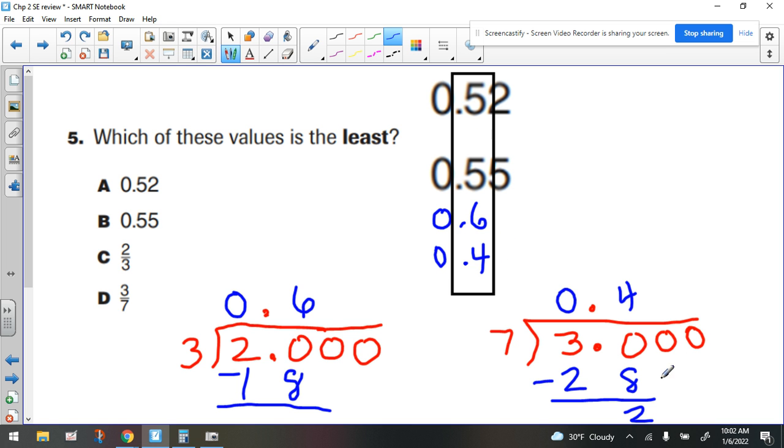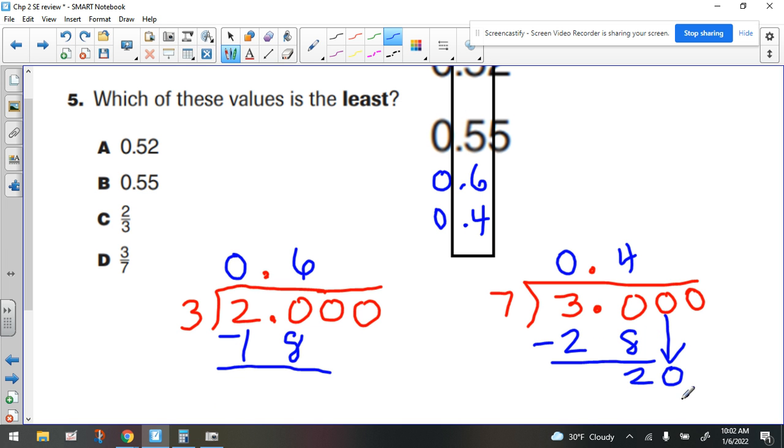So even if we do finish, which we could keep going and get farther out, you have to ask yourself, 7 times what would be 20? 3 is too big, right? So we would go in twice and get the 14. And I could even go back to this one and bring down the 2, bring down the 0. But wouldn't we get the 6 again? We'd keep getting the 6.